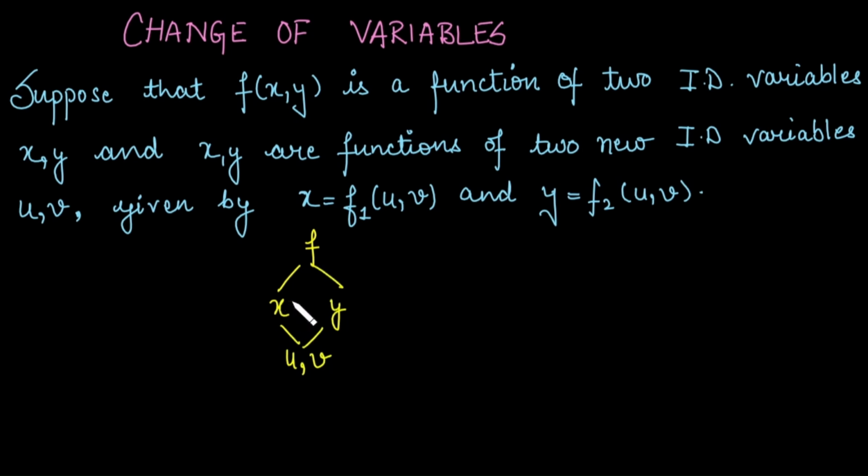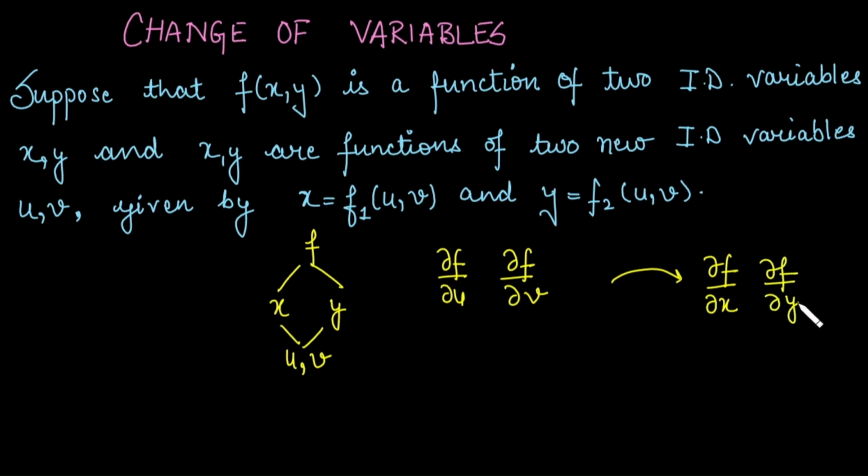In previous videos, we learned how to compute the partial derivative of a function with respect to u, and the partial derivative of the function with respect to v, using the chain rule. In that case, we were able to express these derivatives in terms of the partial derivative of the function with respect to x and the partial derivative of the function with respect to y.